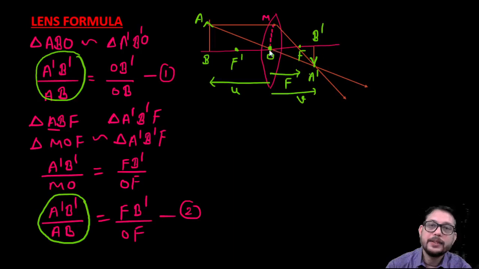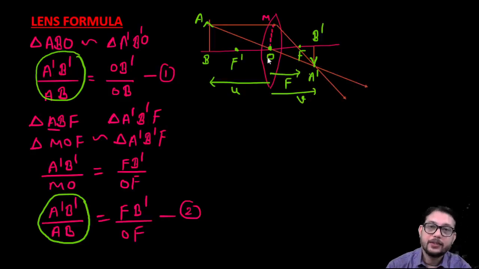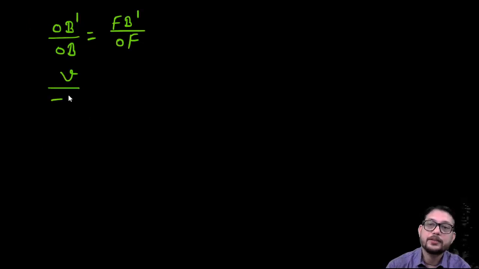So OB dash is nothing but the distance of the image, so it will be V. So put V here. Okay, and then OB. What is the value of OB? That is your O, that is your B. So OB is nothing but your distance of object, but according to sign convention it should be negative. So here we put minus U.